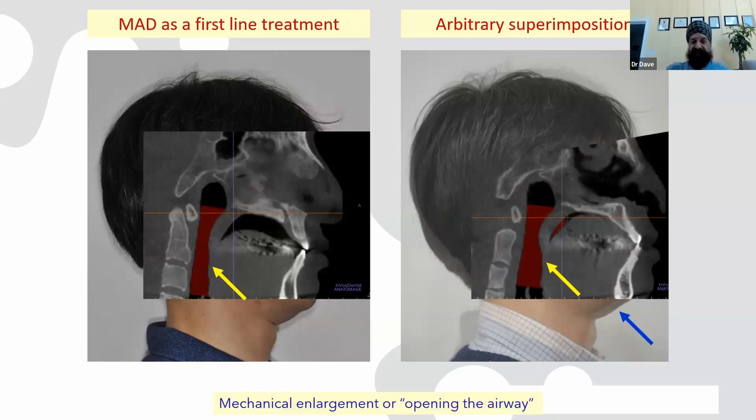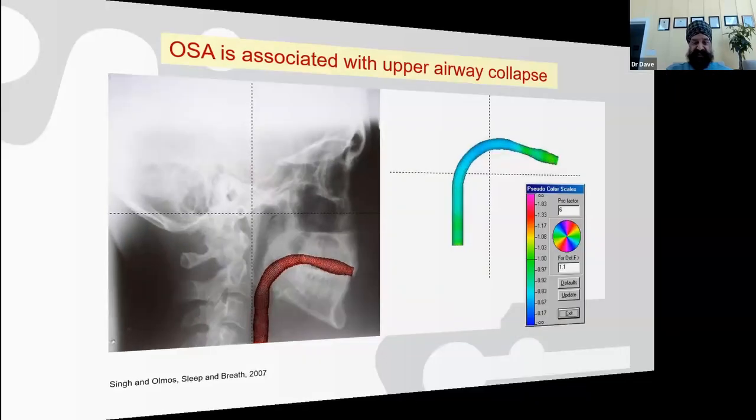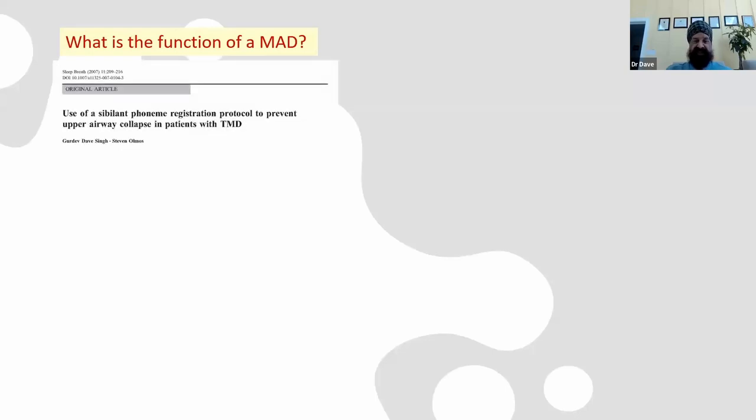Now, this is what you might call mechanical enlargement or, quote, opening the airway. So we want to see how this airway would behave in terms of upper airway collapse, because that's really the holy grail, to prevent upper airway collapse. So here's a study that we did back in 2007, and we're looking at the upper airway, and we're going to use a specific condition here, or a technique, to ask the question, what is the function of a mandibular advancement device? And the idea here is its function is to prevent upper airway collapse.